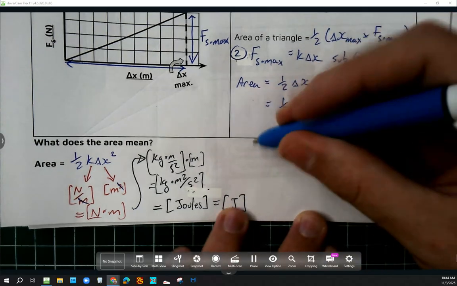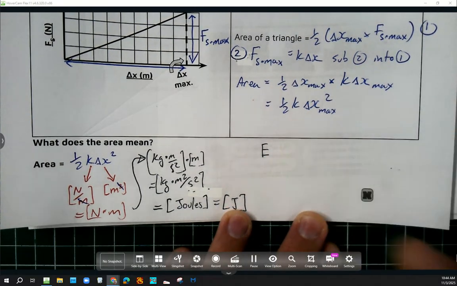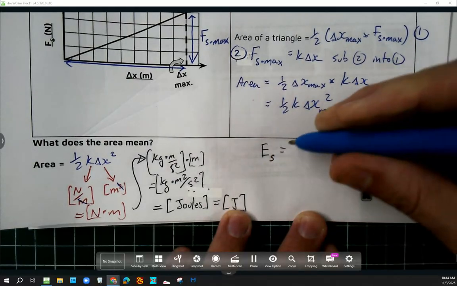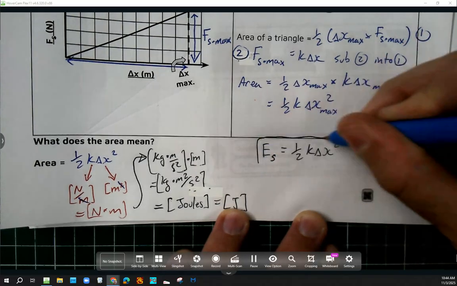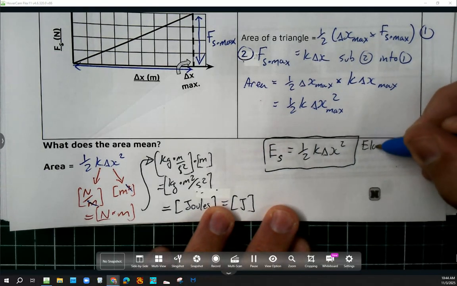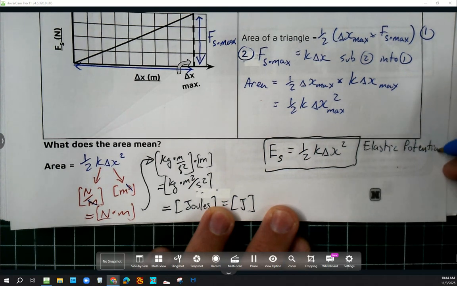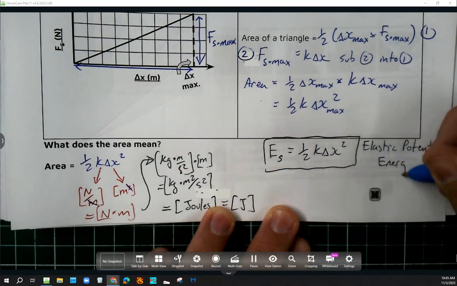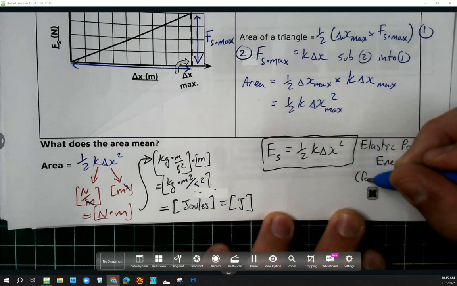So what we're going to say is that we'll come up with a new equation then. Instead of just calling it area, we're going to call it spring energy, 1/2 K times delta X squared. I'll put a box around it, and anytime you distort a spring, you're storing elastic potential energy inside of it. Elastic potential energy. And I mean, this is specifically for an ideal spring.